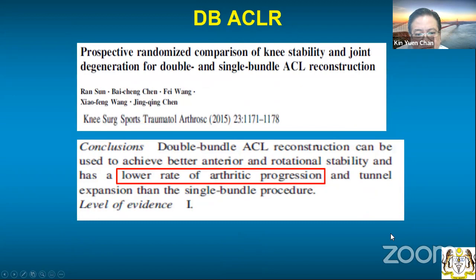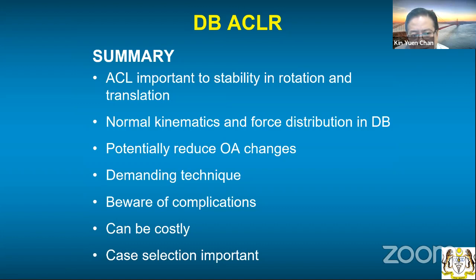And the hope is that there will be a low rate of arthritic progression, and some of the papers have suggested that's the case, but we're not too clear yet. It's still perhaps too early to be absolutely sure. So in summary, the ACL is an important ligament for stability and in rotation and translation.